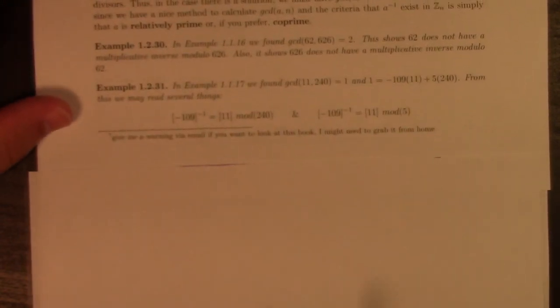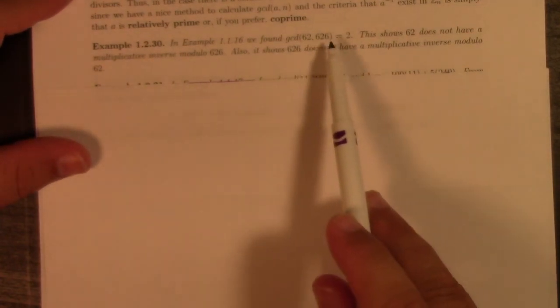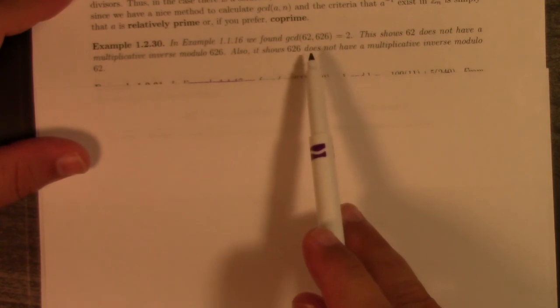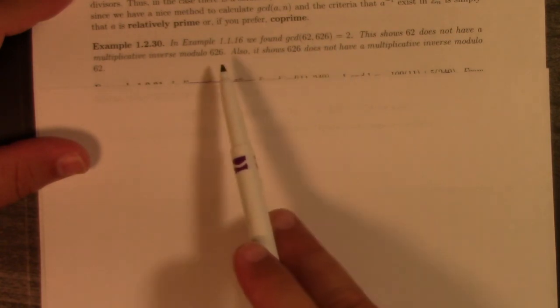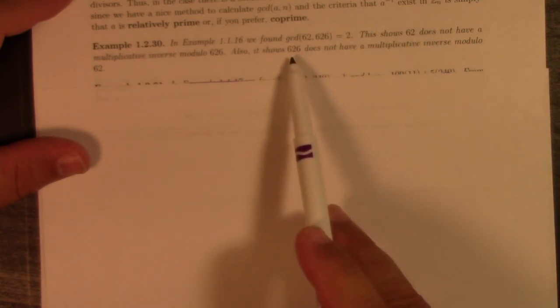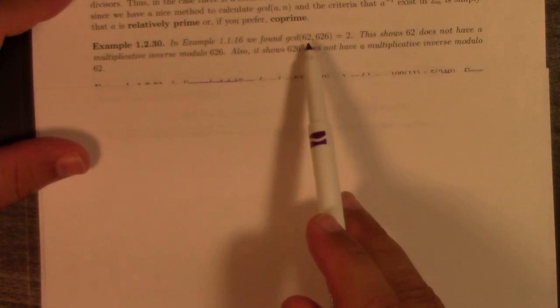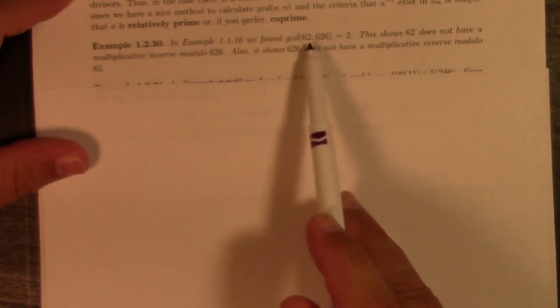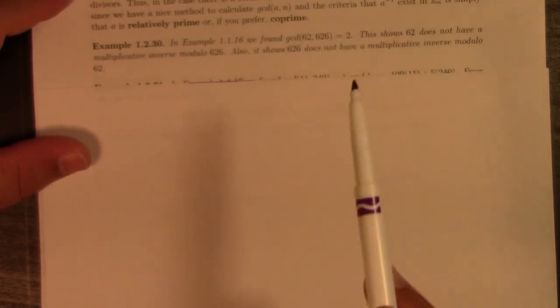If you go back to prequel 1, we found that the greatest common divisor of 62 and 626 was 2. And that shows that modulo 626, the number 62 does not have an inverse, and likewise 626 does not have an inverse mod 62. So you get both of those things from that.